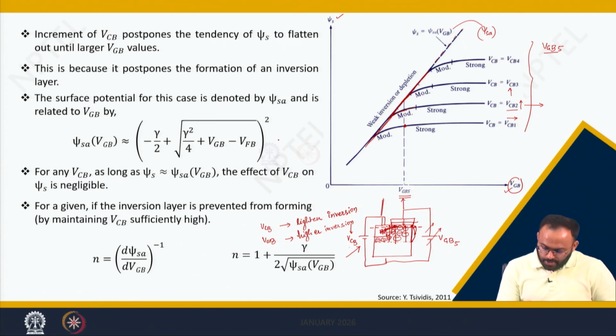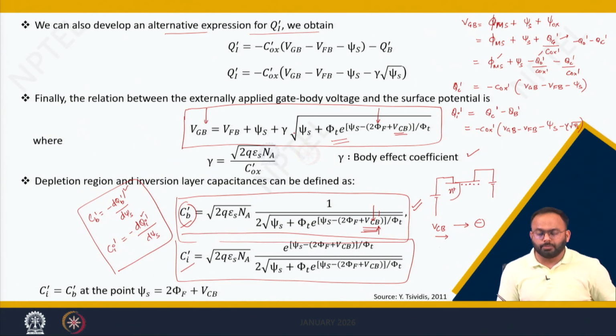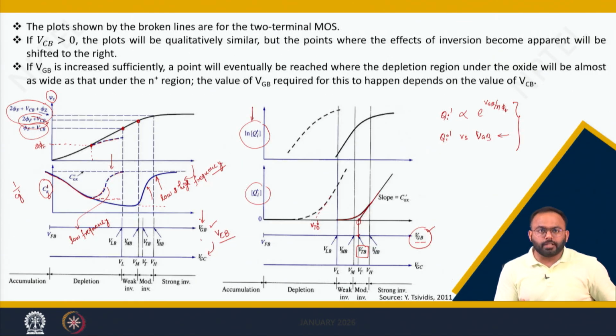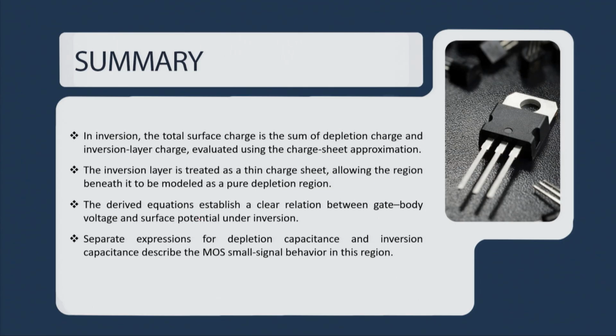So, these are the equations for psi SA in depletion, deep depletion, and we will find that there is no term coming up in terms of VCB. However, we saw one interesting term: VCB will surely come up in CB dash, because the change in VCB changes the depletion region charge. So, let me summarize.